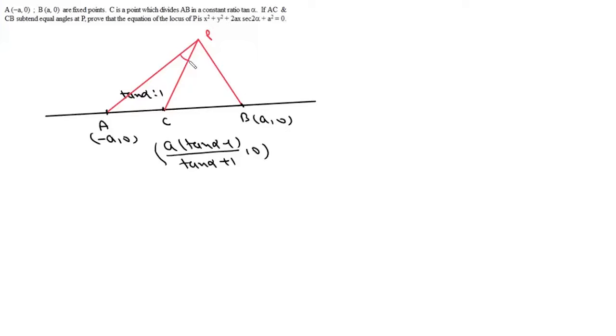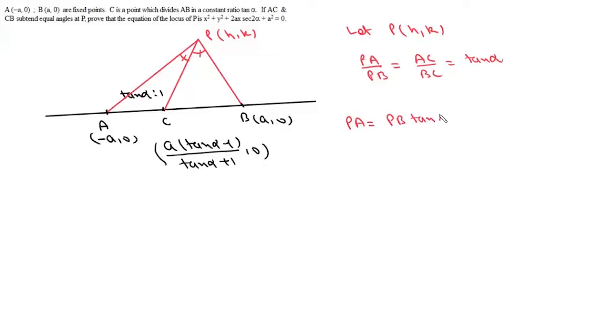Now if they subtend equal angles, that means this PC is an angle bisector. Since it is a locus question, we'll assume this P to be h comma k. Now we know the angle bisector property that PA upon PB will be equal to AC upon BC, and AC upon BC is actually tan alpha. So we can simply write PA is equal to PB into tan alpha.